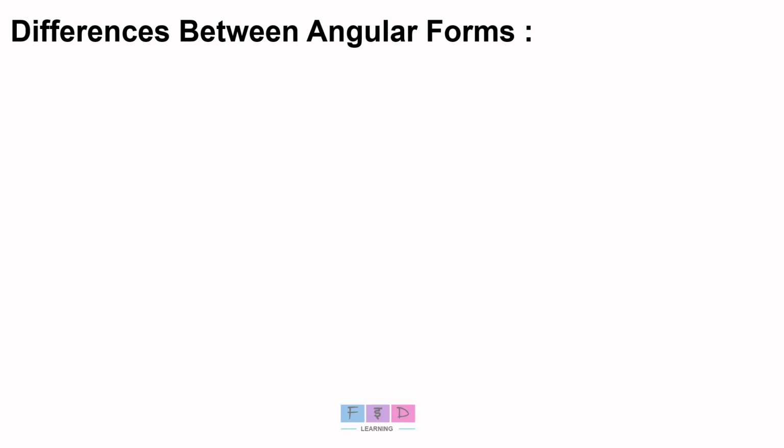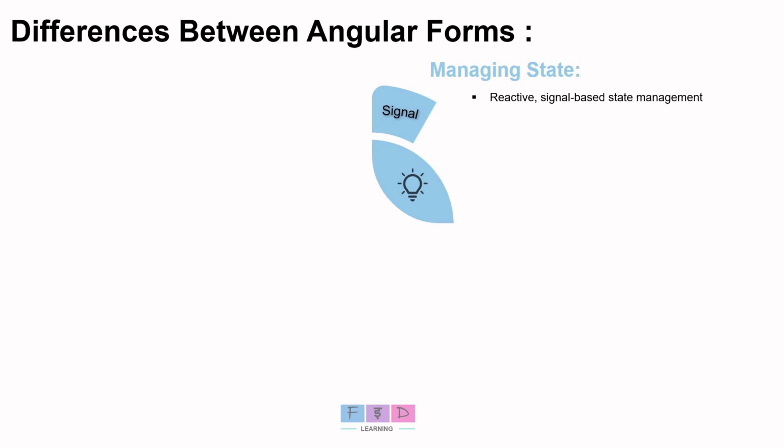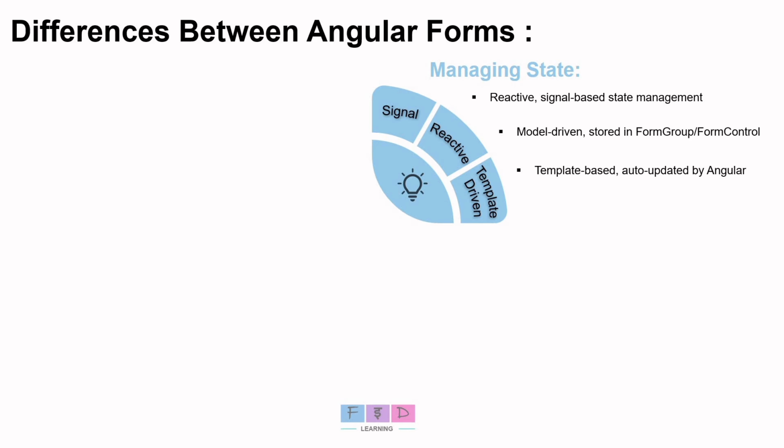Okay, so let's compare the different patterns, starting with state management in Angular forms. Signal forms use signals for state management, making it easier to handle complex forms in a reactive and efficient way. And reactive forms use a model-driven approach, storing form state in form group or form control instances for easy programmatic access and updates. However, template-driven forms store form data in the template and Angular updates it automatically as users interact with the form.